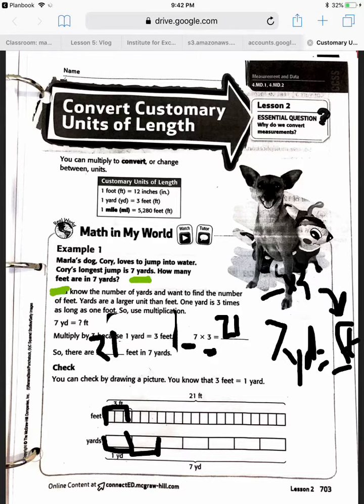So if you have a dog that enjoys jumping, and he jumps 7 yards, but you are not one who enjoys working with yards, then you would say that he jumps 21 feet. You're saying the same exact thing, except one is in feet, one is in yards.